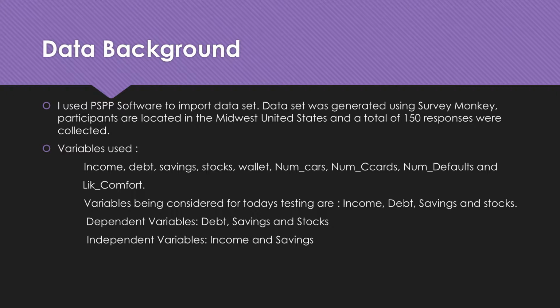Variables used: income, debt, savings, stocks, wallet, number of cars, number of credit cards, number of defaults, and light comfort. Variables being considered for today's testing are income, debt, savings, and stocks. Dependent variables will be debt, savings, and stocks, and independent variables will be income and savings.